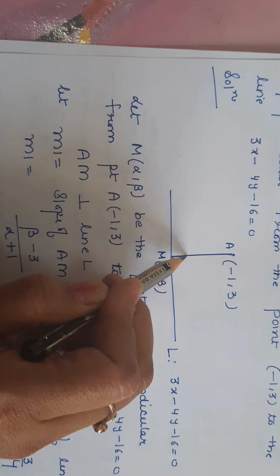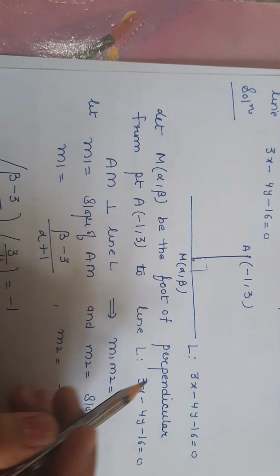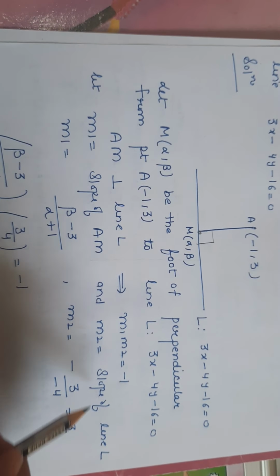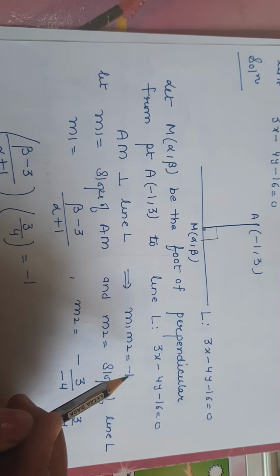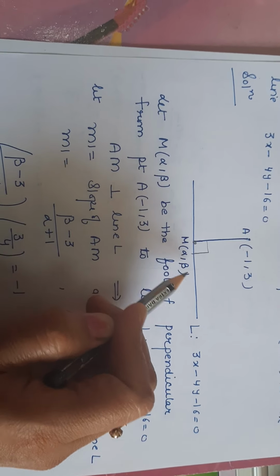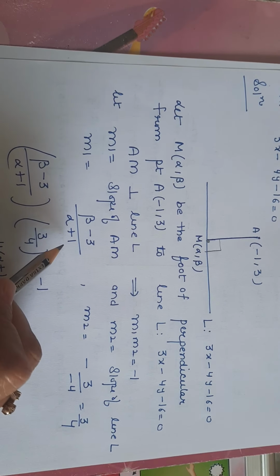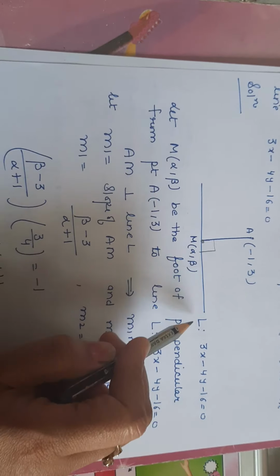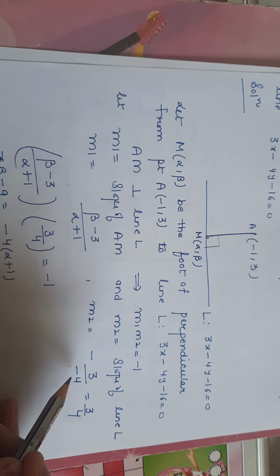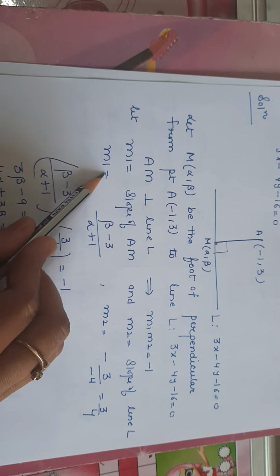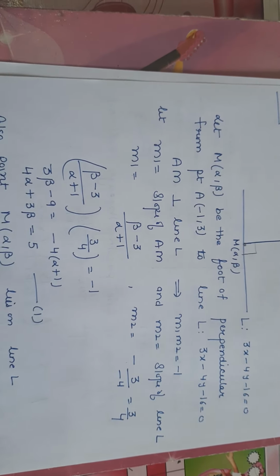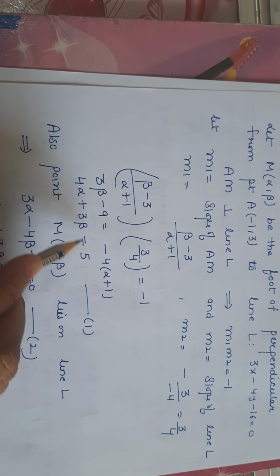Now since line AM is perpendicular to line L, the product of their slopes will be equal to minus 1. Let M1 be the slope of AM, M2 the slope of L. So M1 into M2 equals minus 1. Now the slope of line AM, M1, is passing through 2 points, so this is beta minus 3 divided by alpha plus 1. M2, the slope of line L, is negative of the coefficient of x, 3, divided by the coefficient of y, minus 4, which is 3 by 4. Since the lines are perpendicular, M1 into M2 equals minus 1. Now solve this equation. Your equation will be 4 alpha plus 3 beta equal to 5.